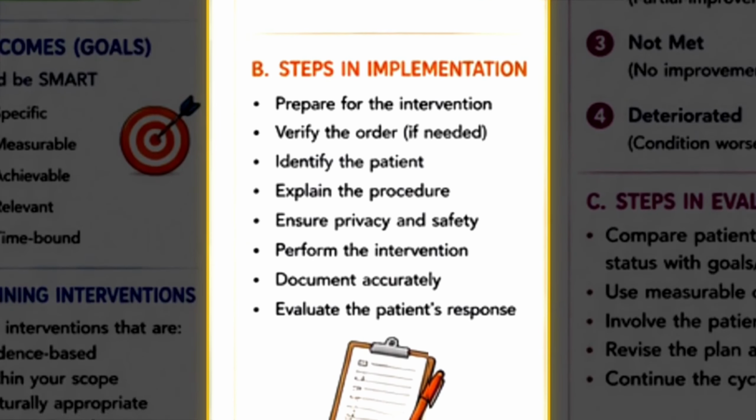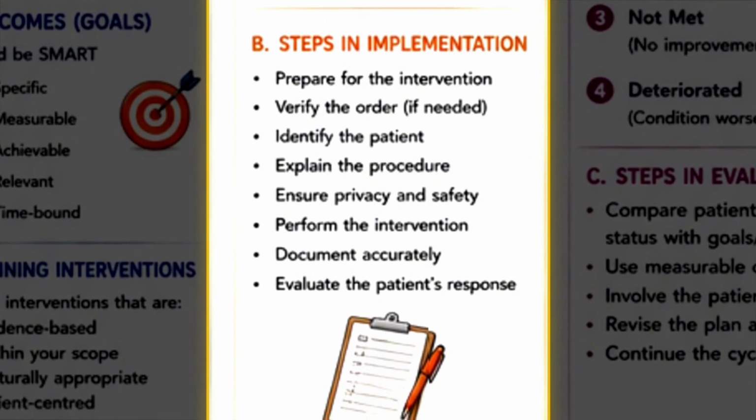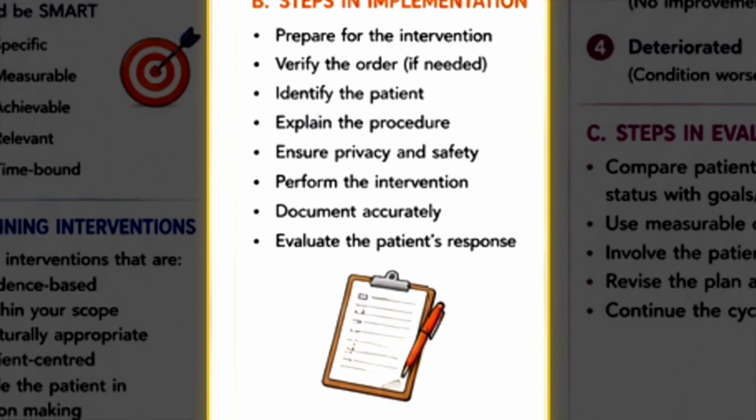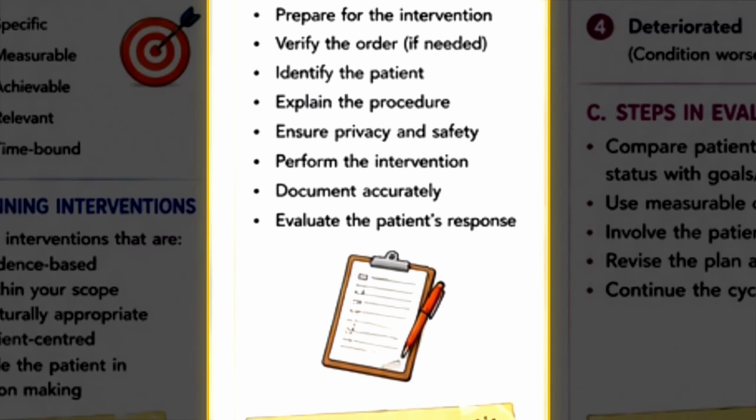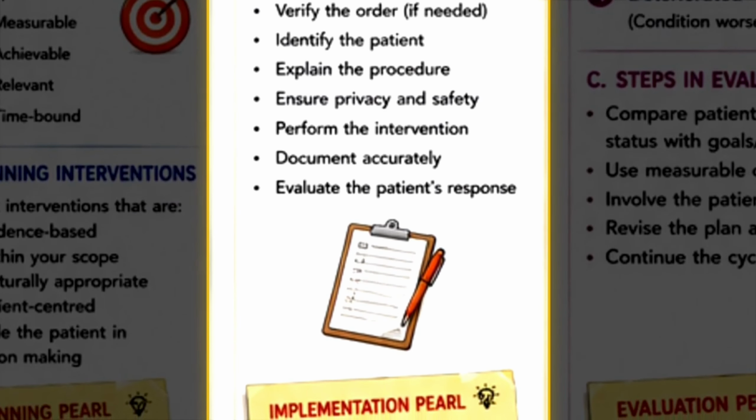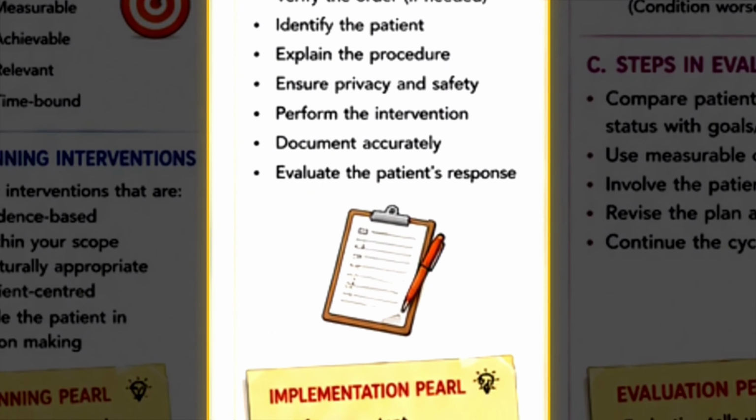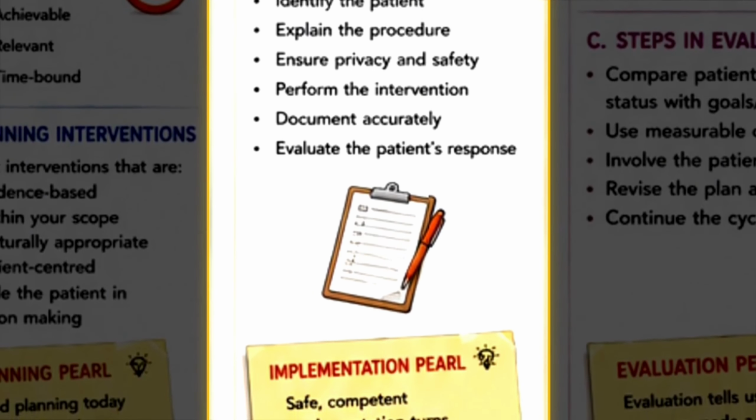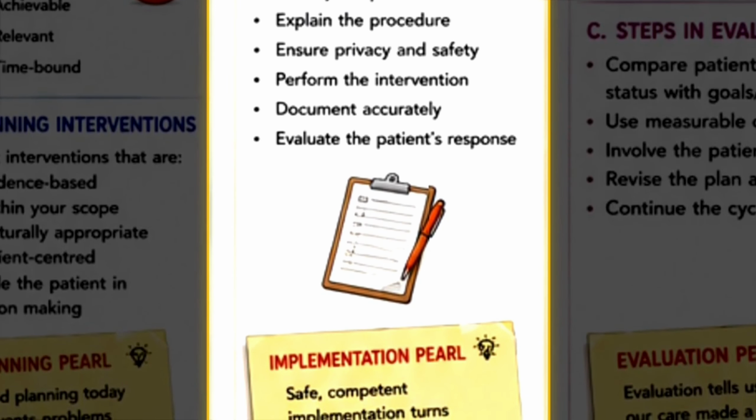clinicians must strictly adhere to these 8 clinical execution steps. 1. Thoroughly prepare for the intervention and gather necessary equipment. 2. Verify the provider's order if applicable. 3. Positively identify the patient using at least 2 unique identifiers. 4. Explain the procedure thoroughly to the patient to gain consent and alleviate anxiety.